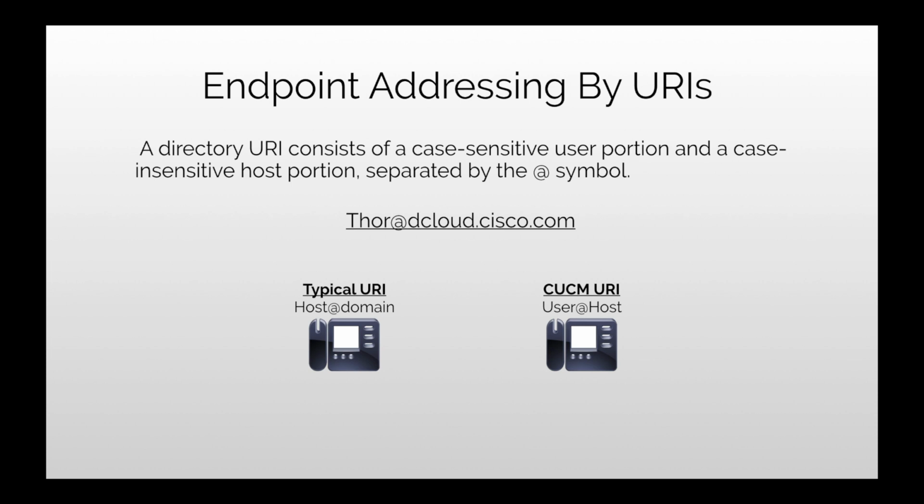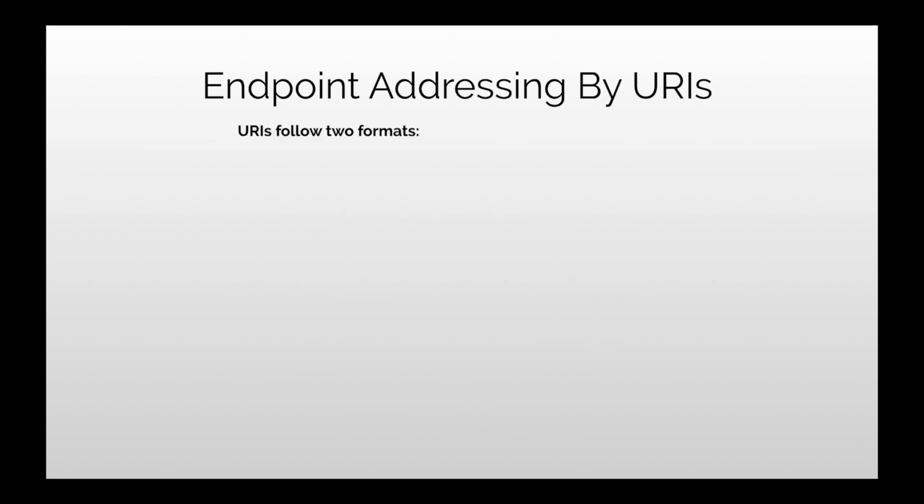This is just terminology. When it comes down to it, Thor at dcloud.cisco.com is going to be the same regardless of whether we're talking about a typical URI or a CUCM URI. Just put that on your radar, though, that there might be a difference in terminology referring to the host portion of the URI whenever you're reading through the documentation. Okay, so let's talk about how URIs are formatted. A URI can take the form of user at domain, for example, Thor at cisco.com, or user at IP address, for example, Thor at 10.10.10.1.